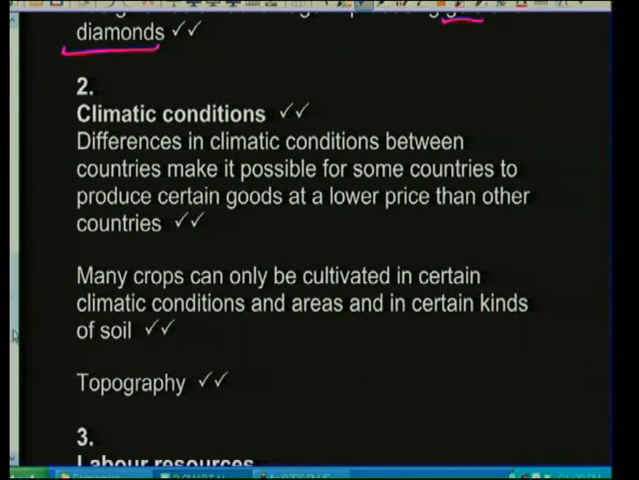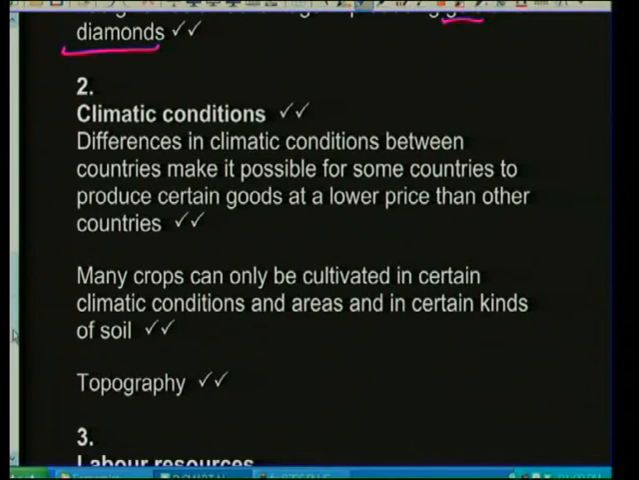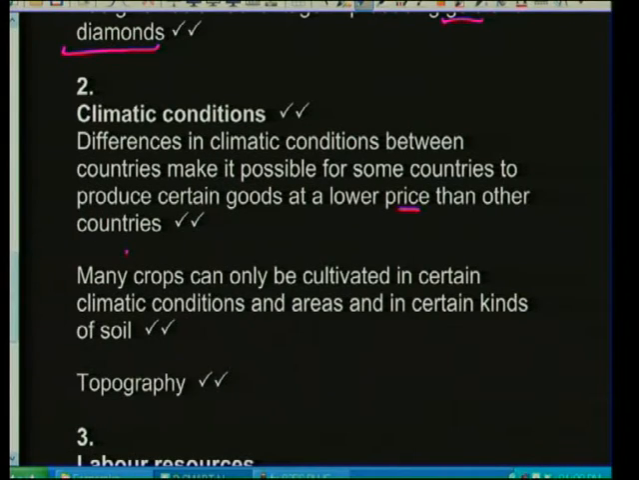Climatic conditions. We all know that different countries have different climates, and that's why people prefer to stay in certain countries rather than in others. The different climatic conditions have an effect on what natural resources will be available in that country. Differences in climatic conditions between countries make it possible for some countries to produce certain goods at a lower price than other countries. So it might be that a country can produce the product, but because it is very dry or there's a lack of water resources, they prefer to focus on something else and rather import the product from another country. So because they can produce at a lower price.